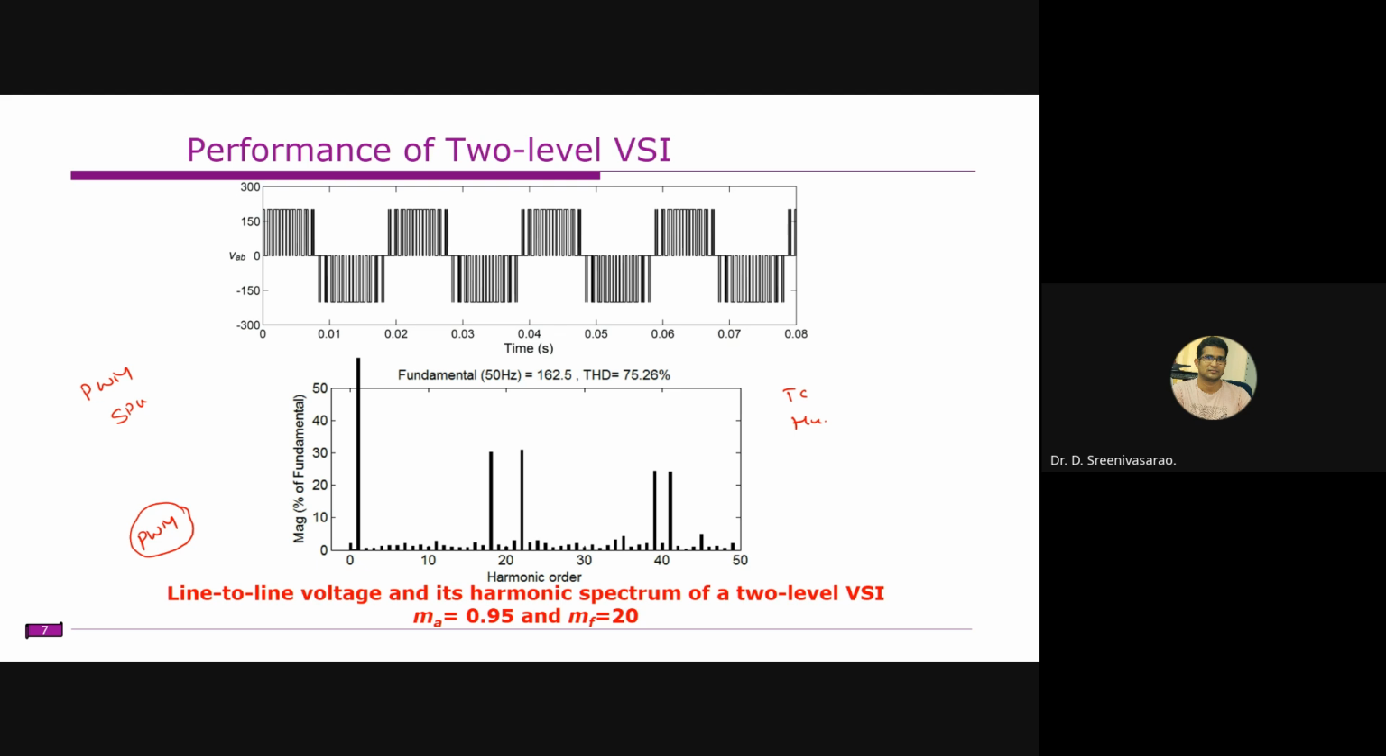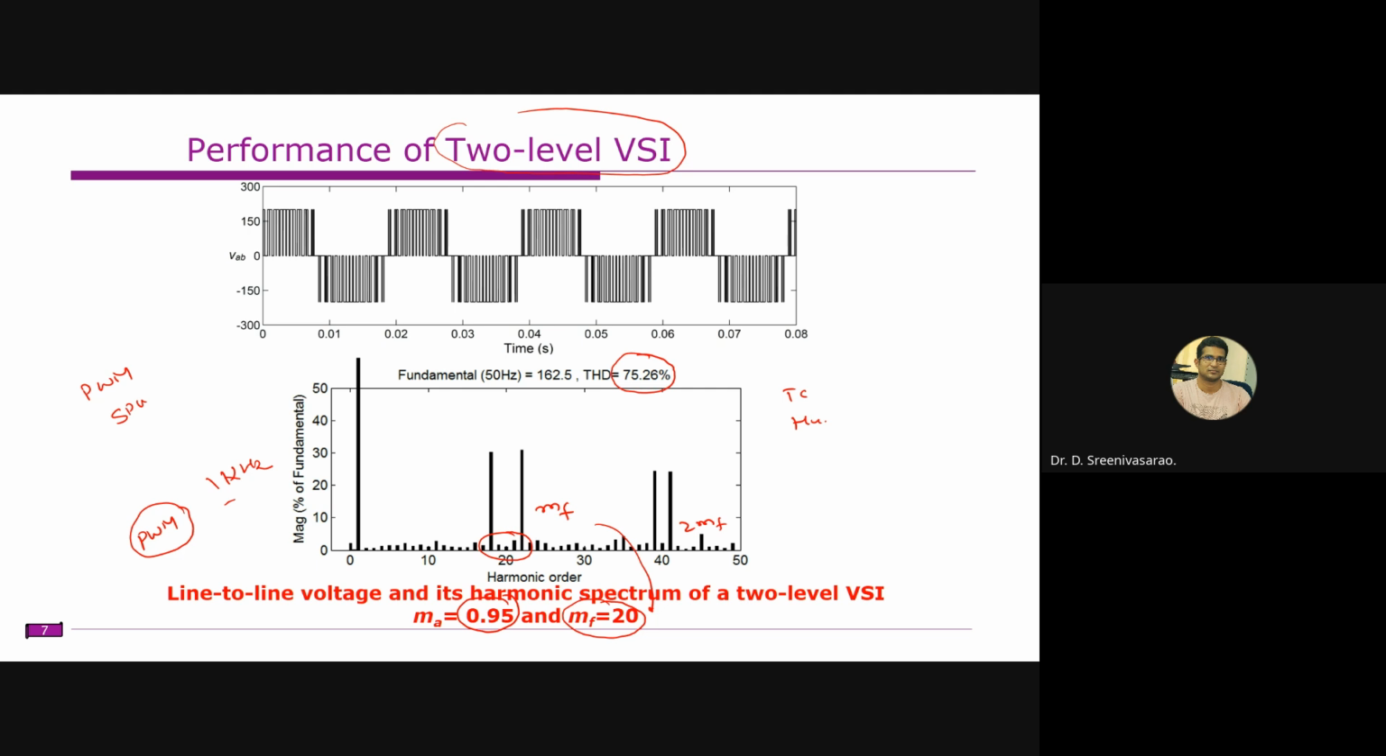Let us assume that we are using a sine PWM technique, which is very popular. Consider the amplitude modulation index of 0.95 and the frequency modulation index of 20. That means it is operating at a 1 kilohertz carrier frequency. You can see its harmonic performance. Here the harmonics are centered around MF frequencies and 2 MF frequencies, and so 3 MF and so on. Here this MF corresponds to the frequency modulation index.